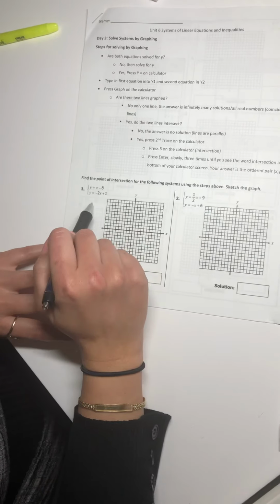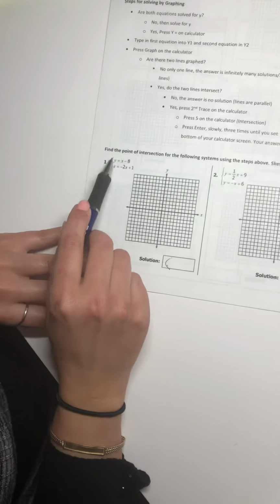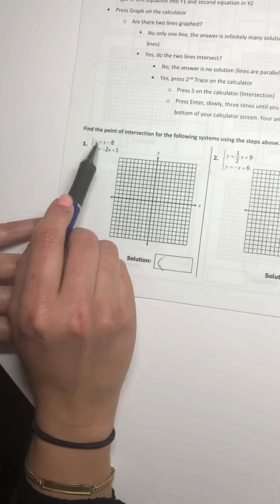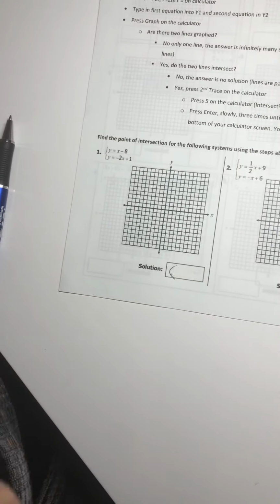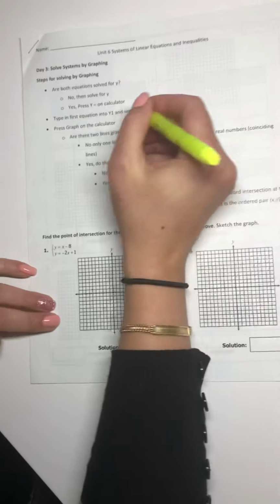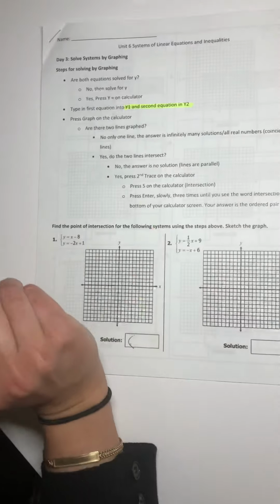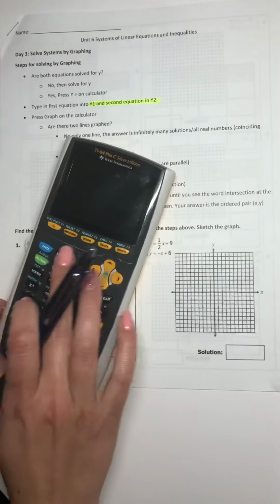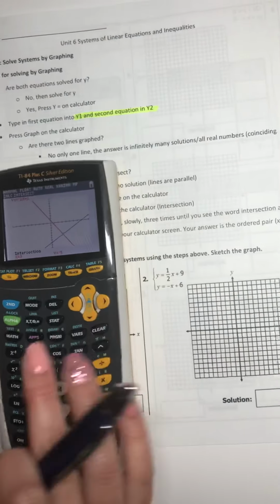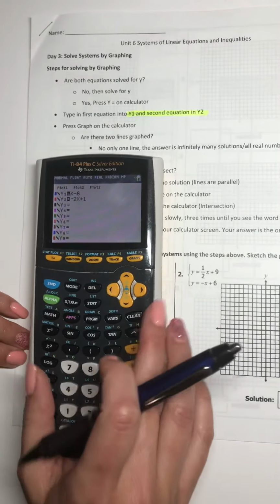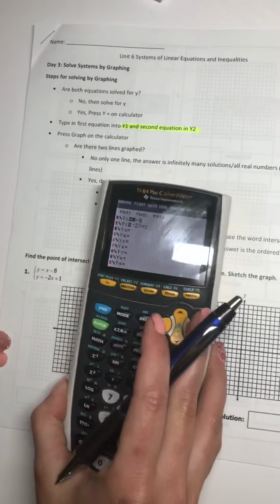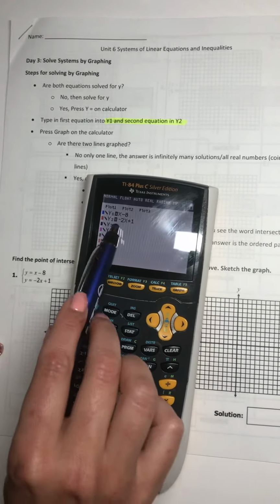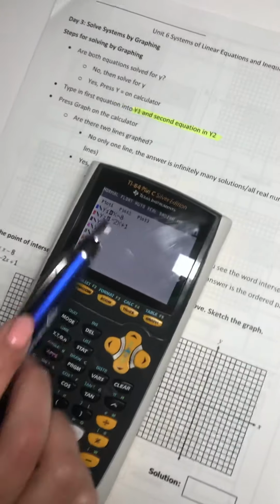The first thing you have to check is if both equations are in y equals. If they are, you have to follow these steps right here. So you have to plug your two equations into y1 and y2. Let's do that right here. Go to y equals, plug in your two equations. First equation is x minus 8. Second equation is negative 2x plus 1.